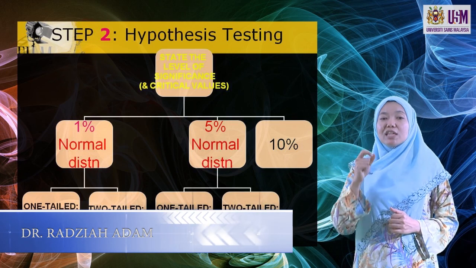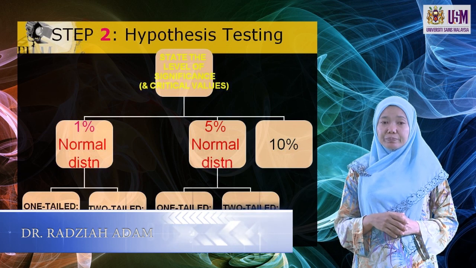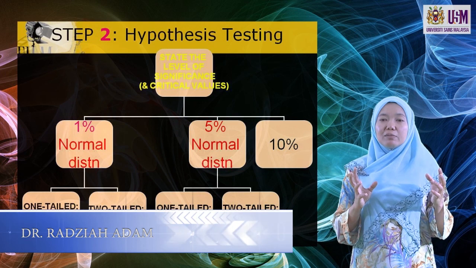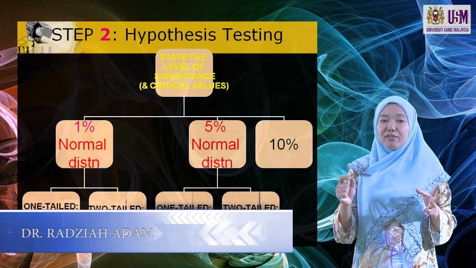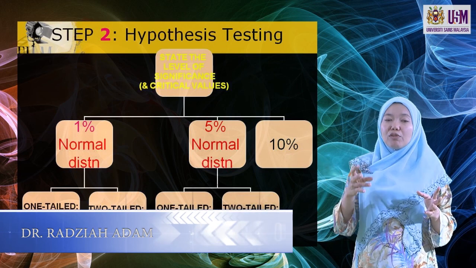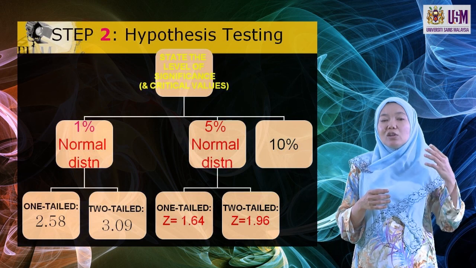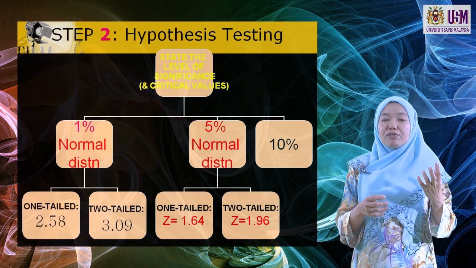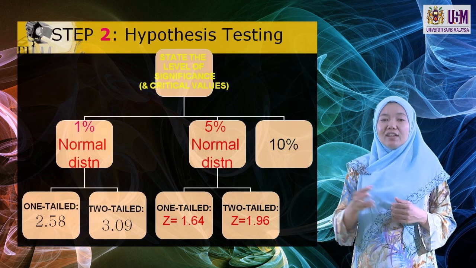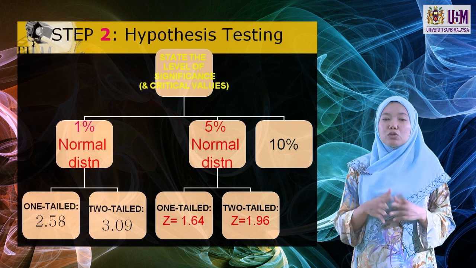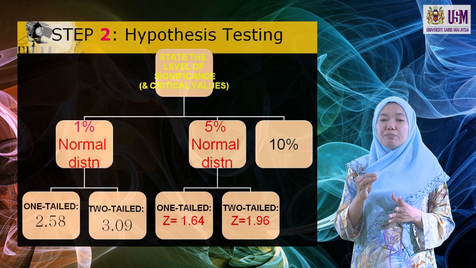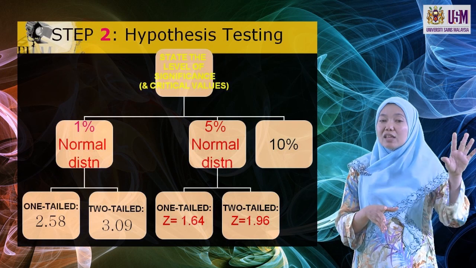So if you are given 1% level of significance for two-tailed, the critical value you have to remember is 2.58. If one-tailed on the right-hand side, 2.58 positive. If one tail on the left-hand side, 2.58 becomes negative. Similarly, for two tail at 1% level of significance, 1% divided by 2 gives the area, so you get the critical value 3.09. So that is for 1%.